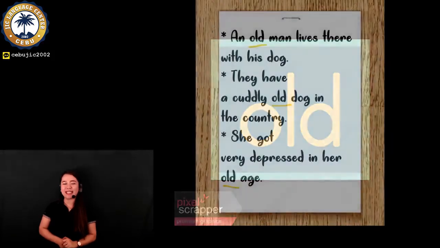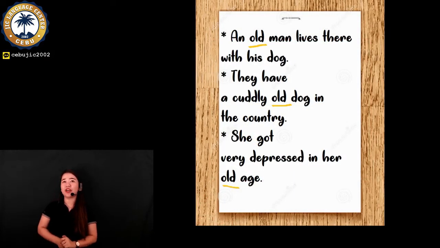For the old sentences: The old man lives there with his dog. They have a cuddly old dog in the country. She got very depressed in her old age.